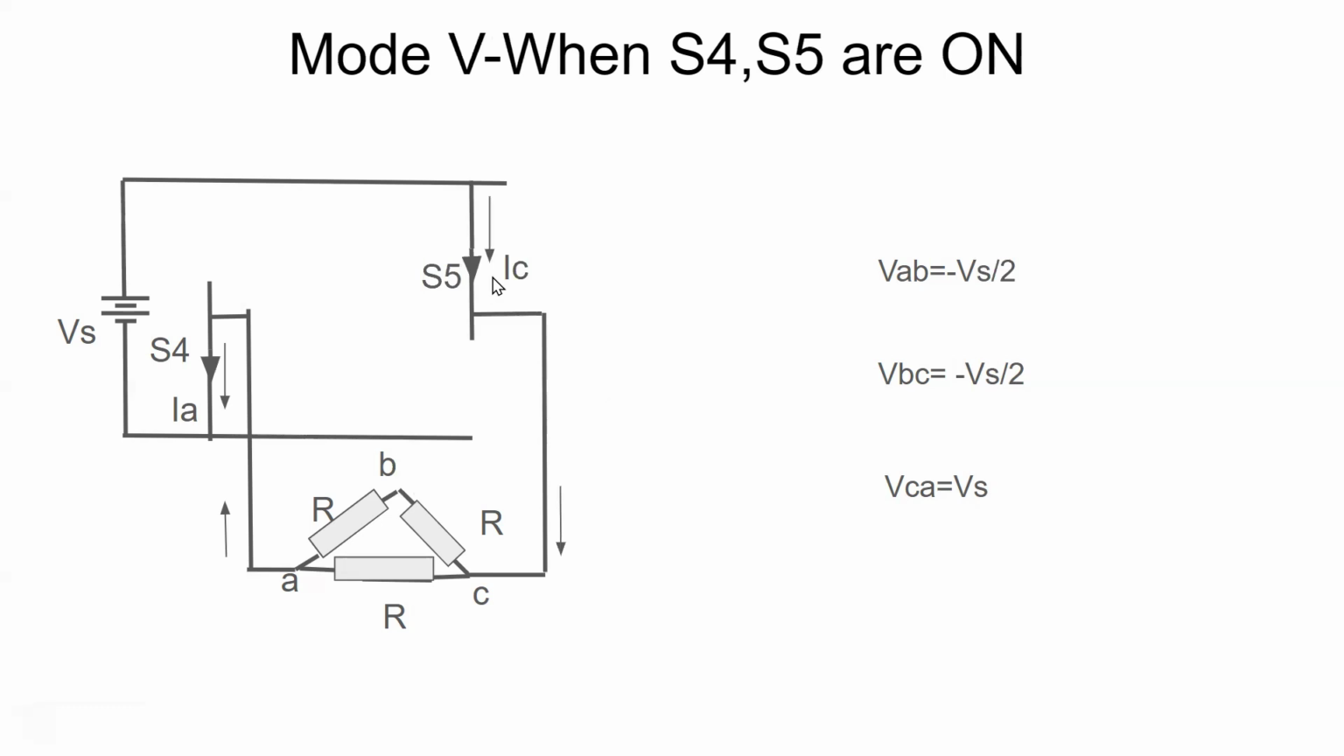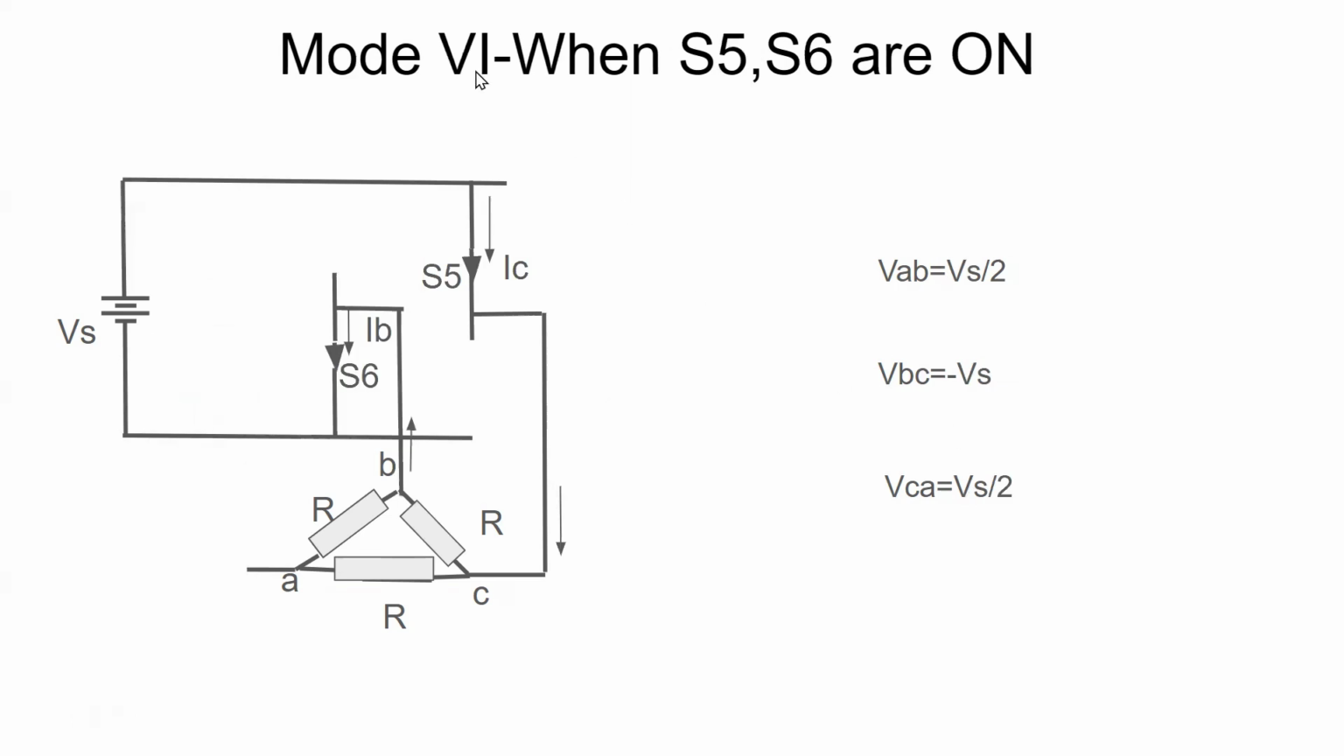And this is mode 5, during which S4 and S5 are in the on condition. A terminal is connected to minus of Vs through S4. C terminal is connected to plus of Vs through S5. So we can write VAC is equal to minus Vs, or we can write VCA is equal to plus Vs, and this VAC, that is minus Vs, is being shared by these two resistors. So we can write VAB equal to minus Vs by 2 and VBC is equal to minus Vs by 2.